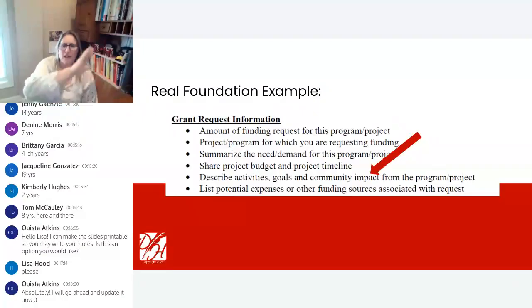There's a lot of basic program or project information that the grant maker is asking for. And sort of buried within this 5th point is the idea that they want to know about the impact you're creating. I argue this is the most important thing they're asking you.